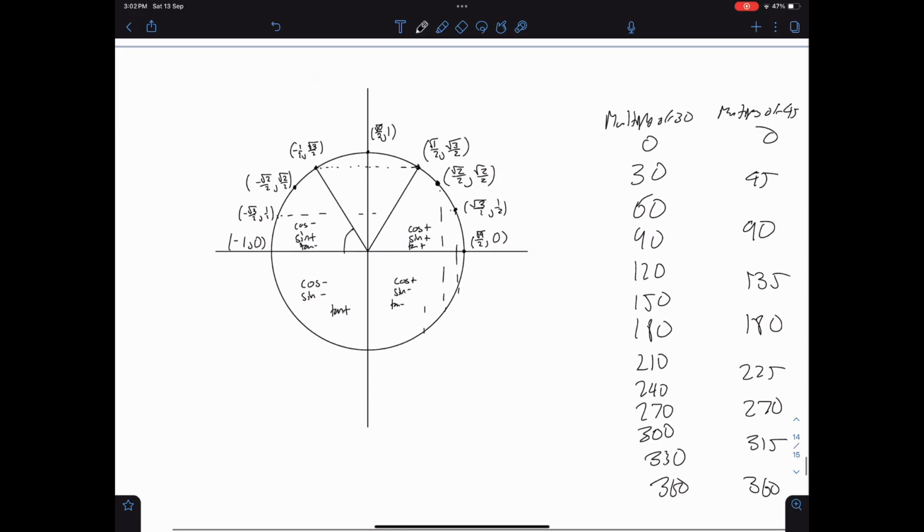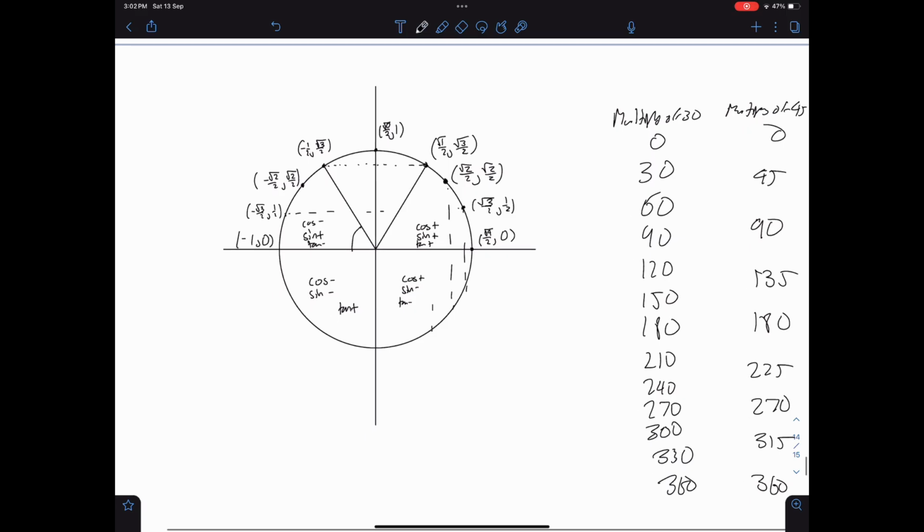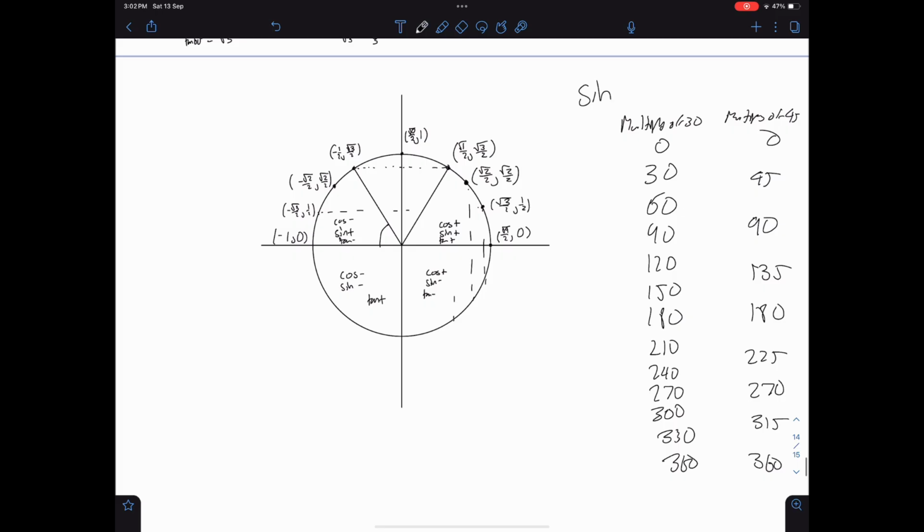Now when you go, we know that the, let's work out sine for now, sine of theta. We know that this will be half, and this is root 3 over 2. And we know that this is root 2 over 2, and this is just 1 and 1. And that's 0 and 0.